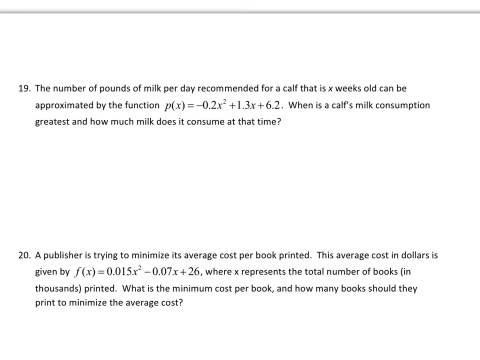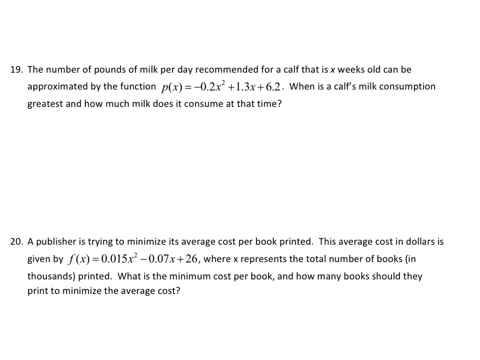Number 19, we've got an equation. Number of pounds of milk recommended for a calf, x weeks old, is approximately found by this function. When a calf's milk consumption is the greatest, how much milk will it consume? So the key is when we find the highest, the least, the greatest, the smallest, we're looking for a vertex. So we need to find the vertex. So this just becomes a vertex problem. You can forget the milk business for the moment and just find the vertex. That happens at the axis of symmetry, x equals negative b over 2a.